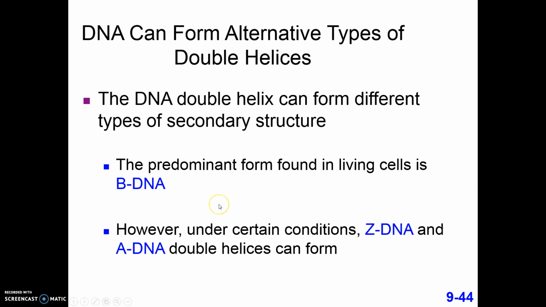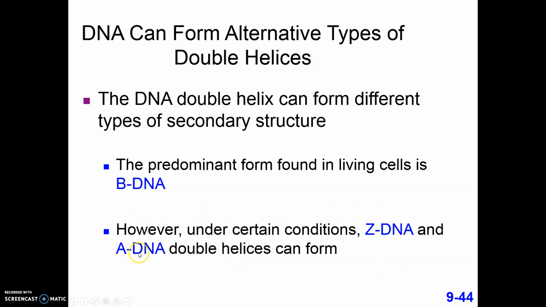Now, all of this is in a type of DNA structure that we call bDNA. Okay? This is what we're referring to when we describe the double helix. There are two other forms of DNA, alternative conformations that it can take: zDNA that the book talks about, and aDNA that the book does not talk about. I'm going to go ahead and mention those here.